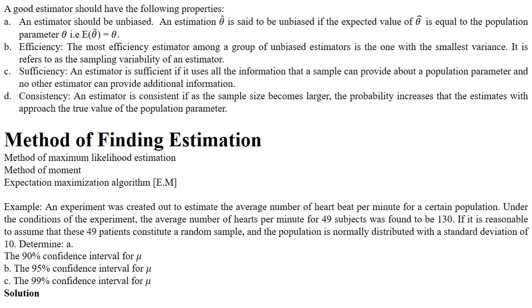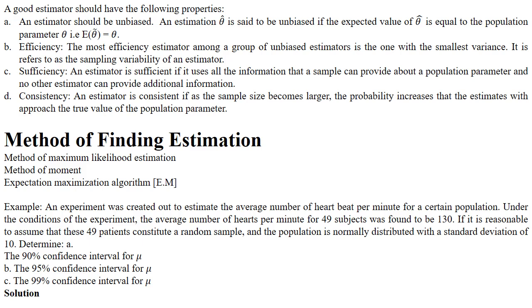Another one, efficiency. The most efficient estimator among a group of unbiased estimators is the one with the smallest variance. Any estimator among a group of unbiased estimators with the smallest variance is the most efficient estimator. Such an estimator is said to be efficient. It refers to the sampling variability of an estimator.